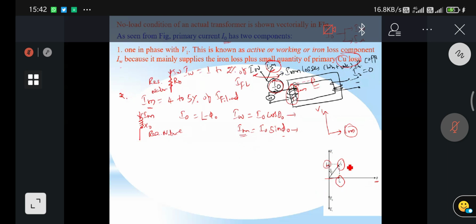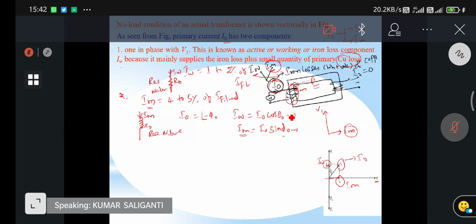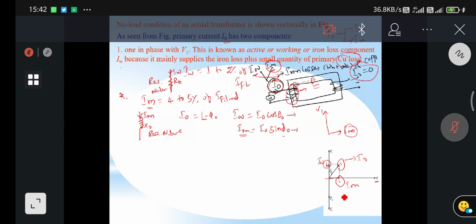Then what about here? This I naught has working component current and magnetizing component current. The working component current supplies the iron losses along with a small amount of primary copper losses. Only primary side, not secondary. Secondary is open circuited, so secondary current is zero. The current flowing through the secondary winding is also zero.